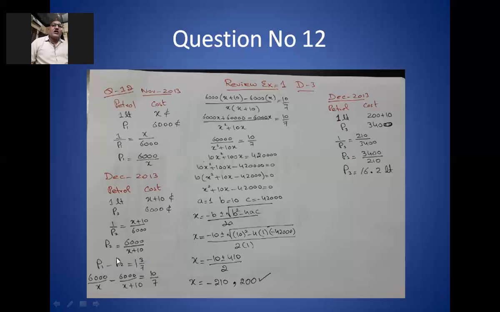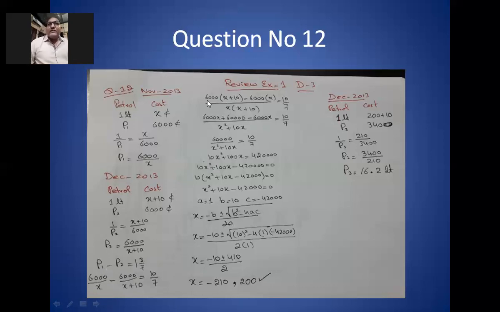P1 is 6,000 divided by X, P2 is 6,000 divided by X plus 10, equals 1 whole 3 by 7. 7 times 1 is 7, 7 plus 3 is 10, so 10 by 7. I will take the LCM on the left side. In the LCM, I will have both X and X plus 10. When you divide the LCM by the first denominator, X and X will be cancelled. You will be left with X plus 10, which will multiply with its numerator.